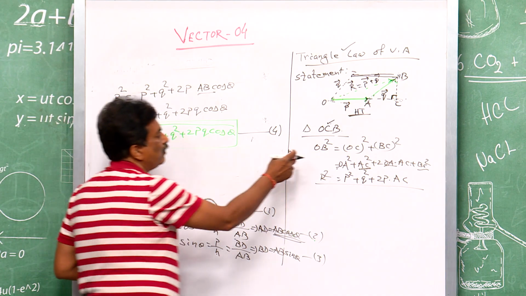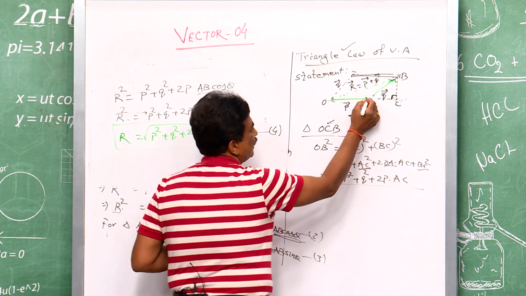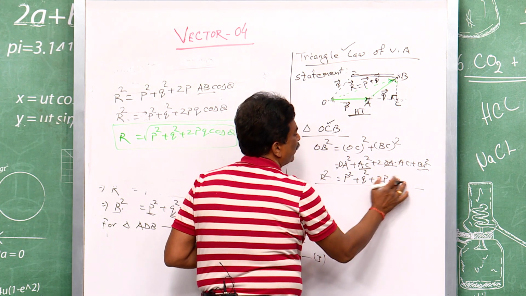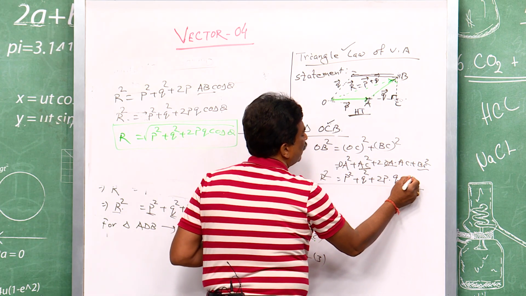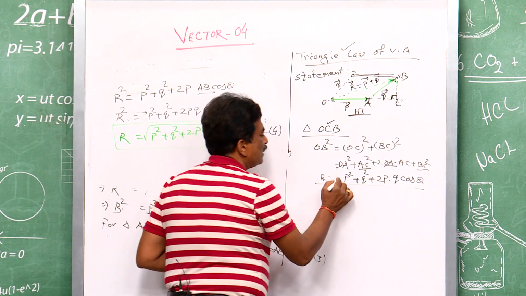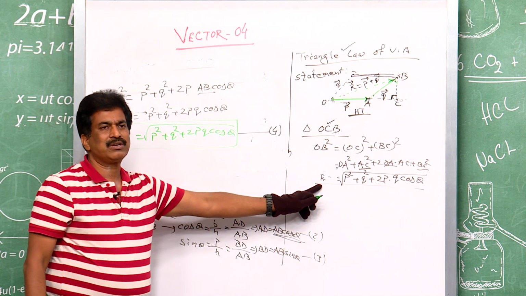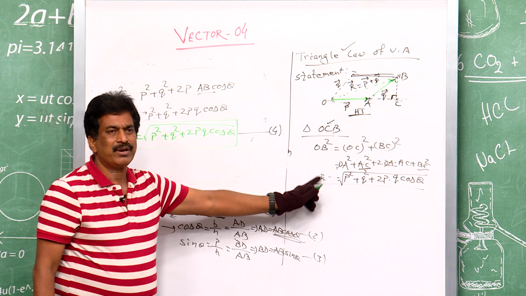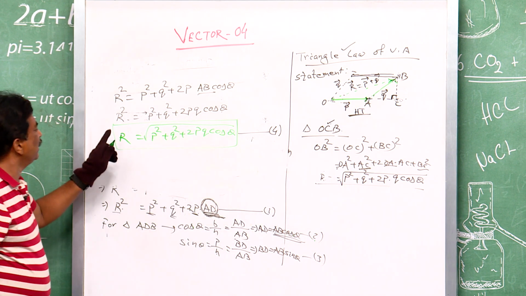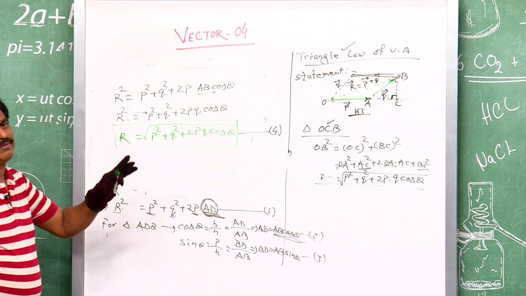Similarly, if we go for this one, here you will find the value of AC, and that AC is nothing but Q cos theta. So R square was that one, so R is equal to this much. And you see, this was the resultant magnitude for the triangle law of vector addition. This is the resultant magnitude for the parallelogram law of vector addition.